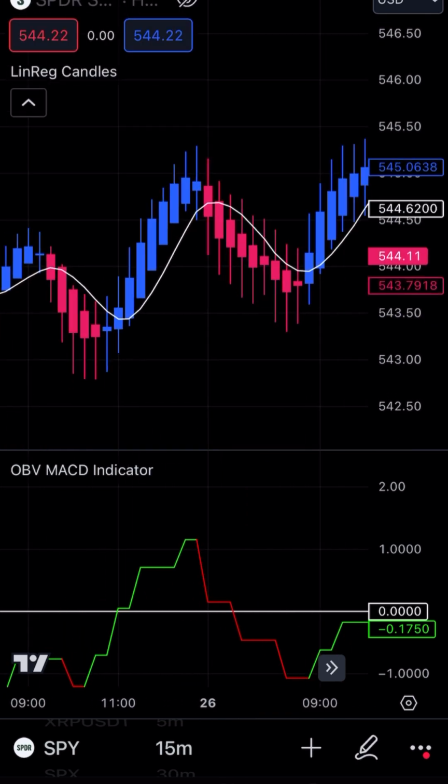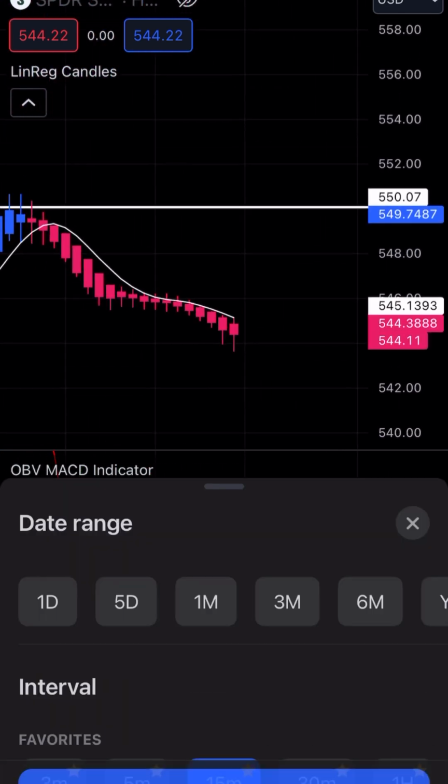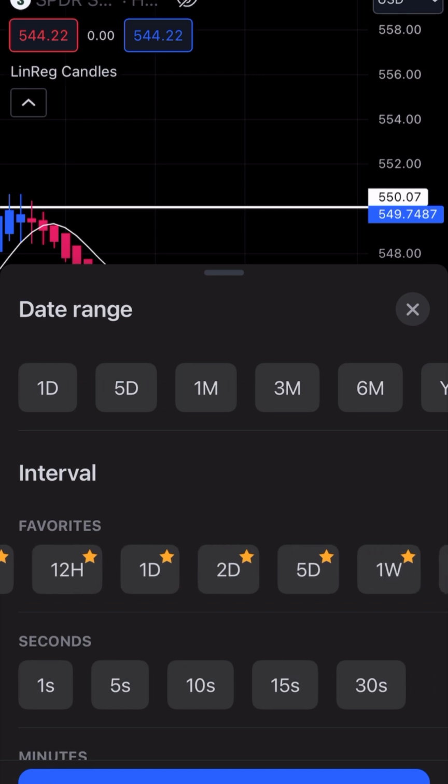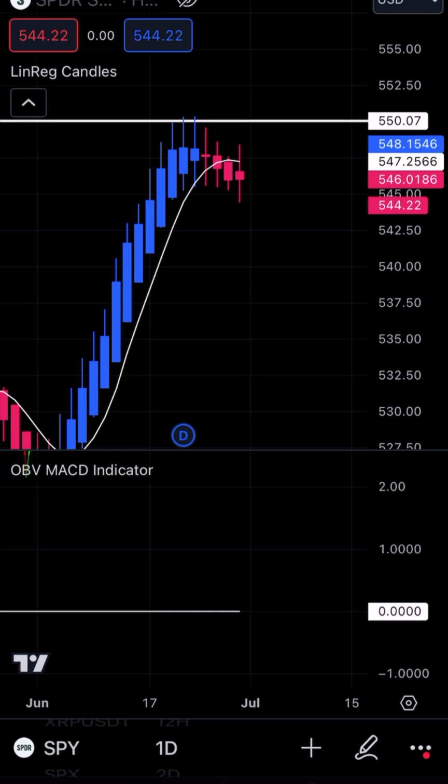That's $100. Somewhere around $100. Not even worth it. So this is kind of why I don't like doing it on the 15 or smaller time frame. I personally like doing it on the day.